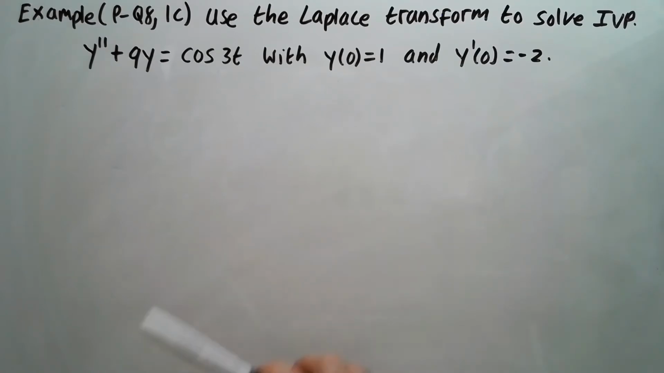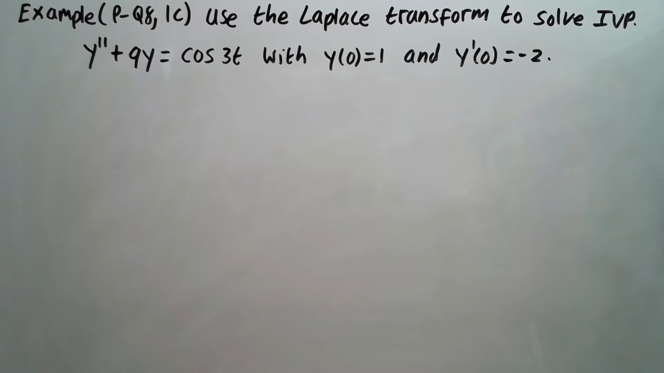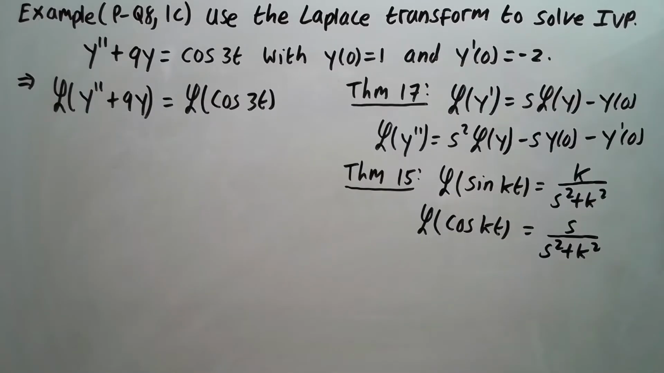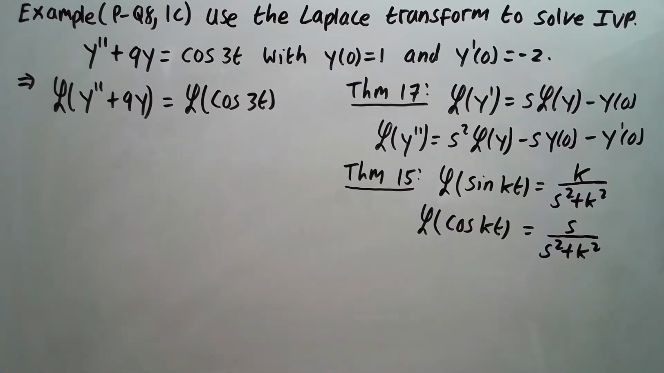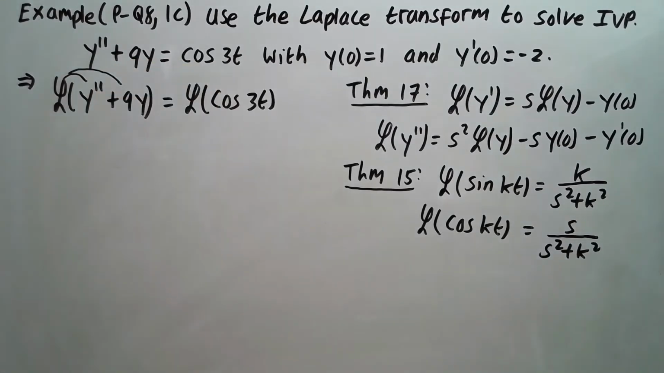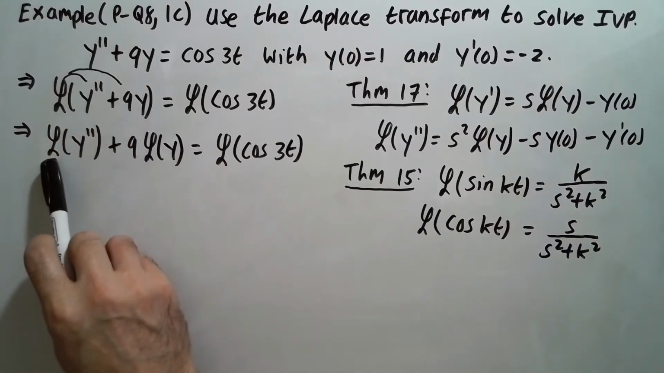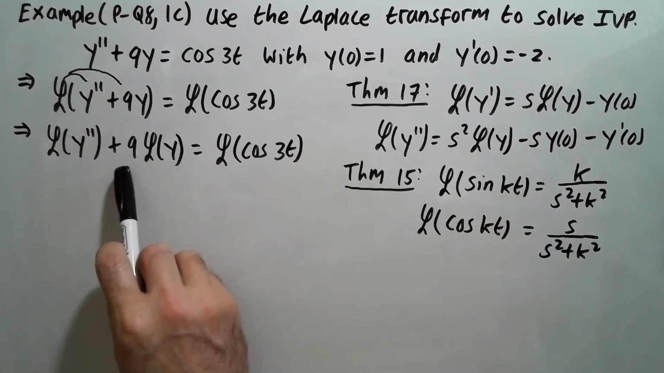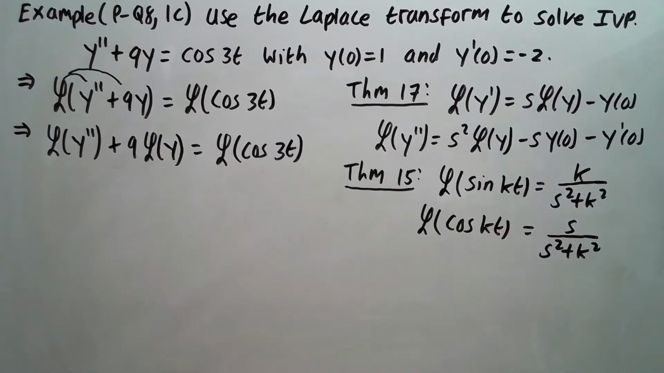Okay, so the first step is to take the Laplace on both sides here. So let's do that. Okay, so I took Laplace on both sides. And Laplace is a linear operator, so it's going to distribute in here. So distributing the Laplace in there, we have Laplace of y double prime plus 9 Laplace of y equals Laplace of cosine of 3t.